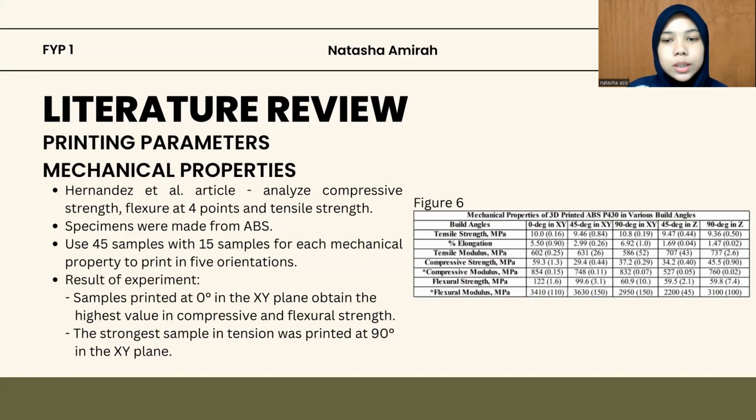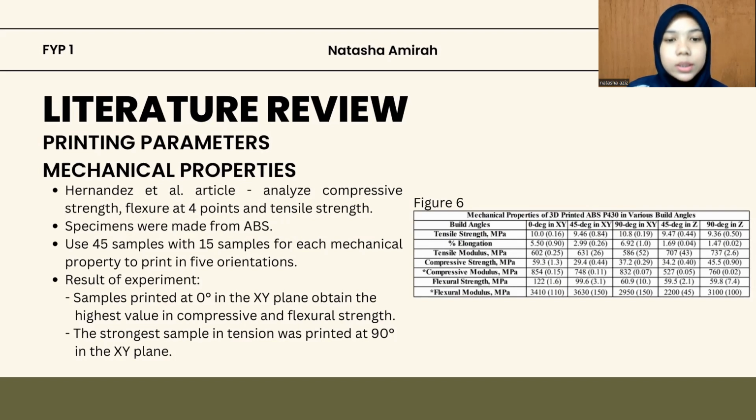Hernandez et al. analyzed some mechanical properties such as compressive strength, fracture at 4 points, and tensile strength. Each property uses a different type of ASTM standard. The specimens were made from ABS in different orientation. So this experiment used 45 samples with 15 samples for each mechanical property, printed in 5 orientations.